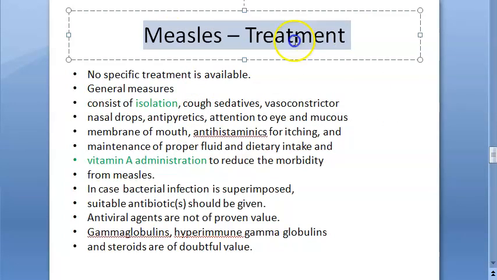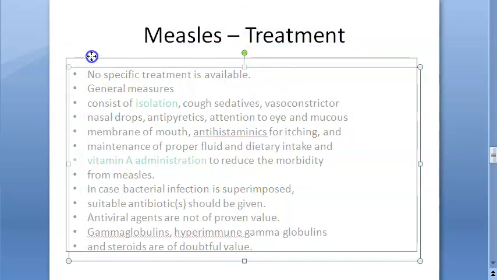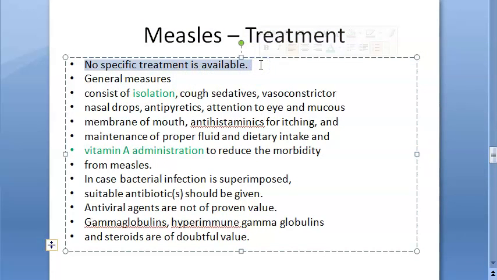Treatment of measles: there is no specific treatment, as is typical for viral infections. So it is going to be symptomatic treatment just like other viral infections. General measures: you will isolate the person. We told you how long he is communicable, right? Then you can give cough sedatives, nasal drops, antipyretics to reduce the fever. Give attention to the eye and mucous membrane of the mouth. Antihistaminics for itching, and you will maintain fluids. Vitamin A you will administer to reduce the morbidity of measles.